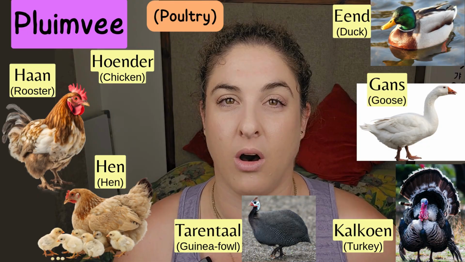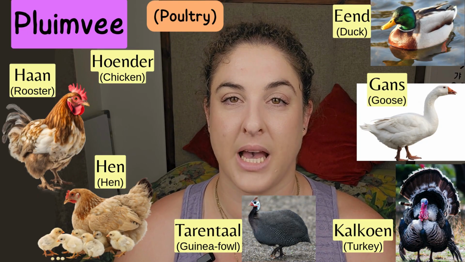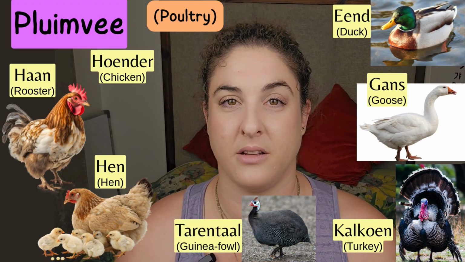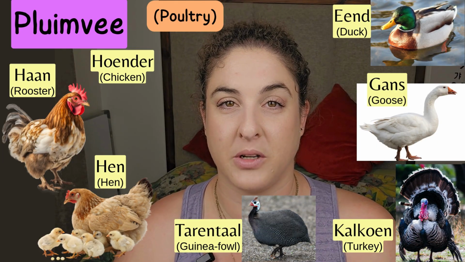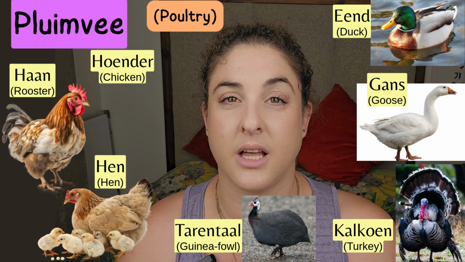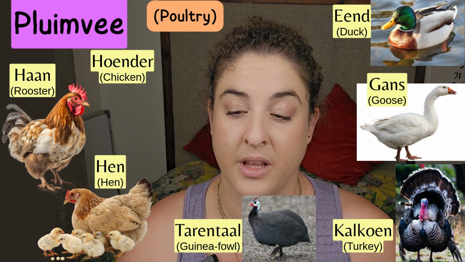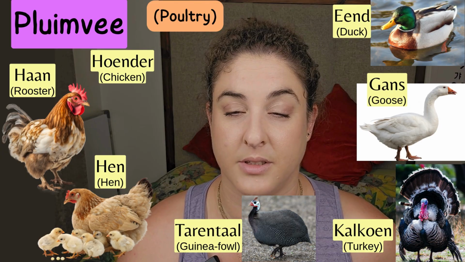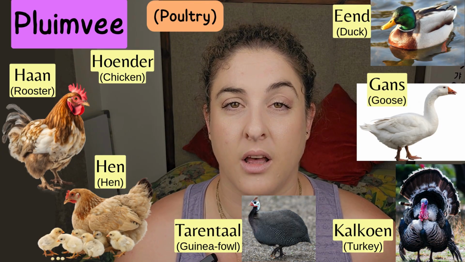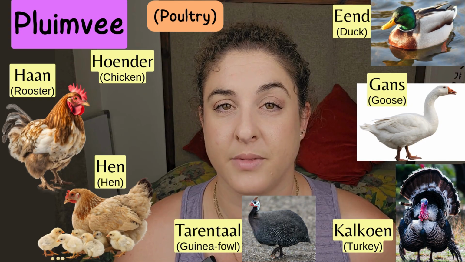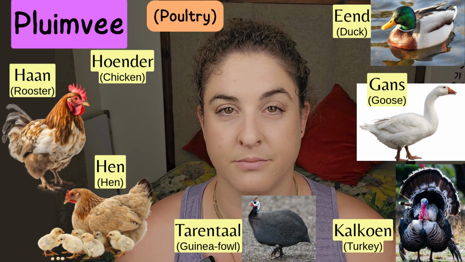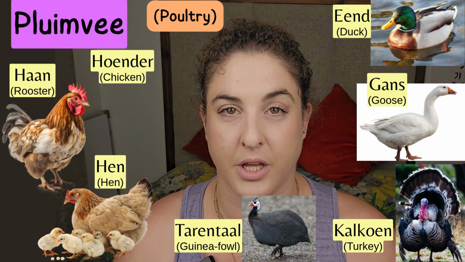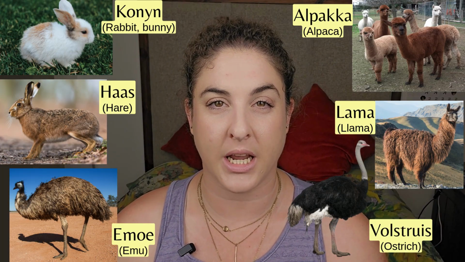The rooster is a haan. Haan. And then hen, it's the same as the English, hen, which is the female hoender. Then there at the bottom in the middle we have tarantal, which is your guinea fowl. And then at the top right we have eend. Eend is a duck. Below that, gans. Gans, goose or geese, ganse, geese. And then we have kalkoen. Kalkoen is a turkey.